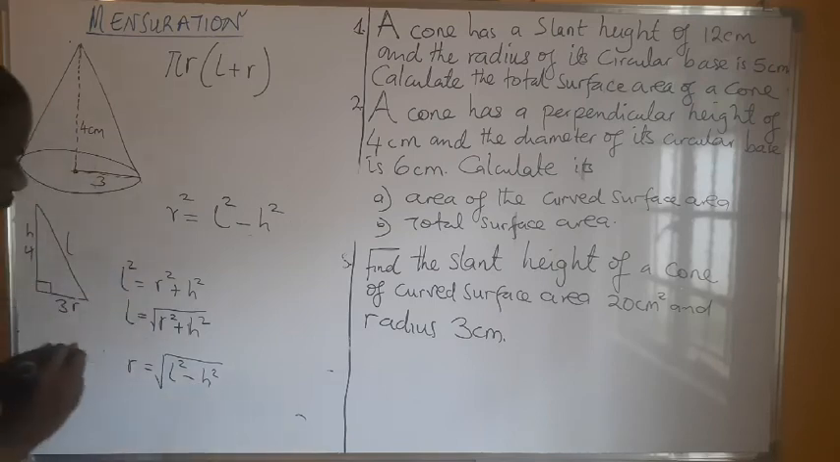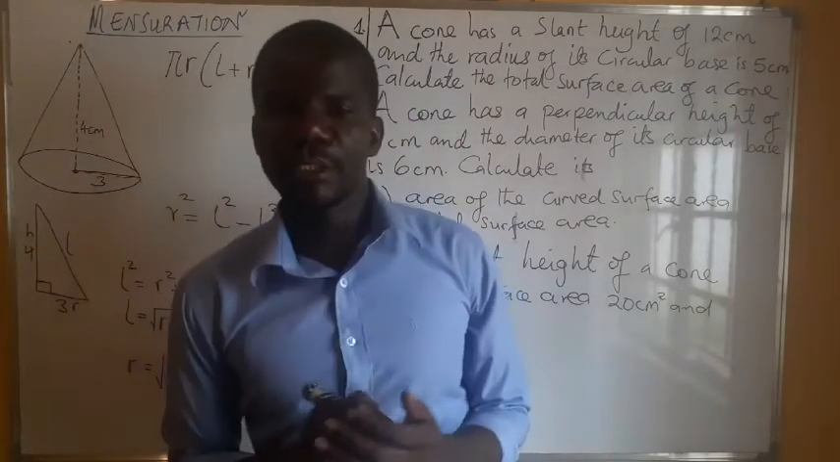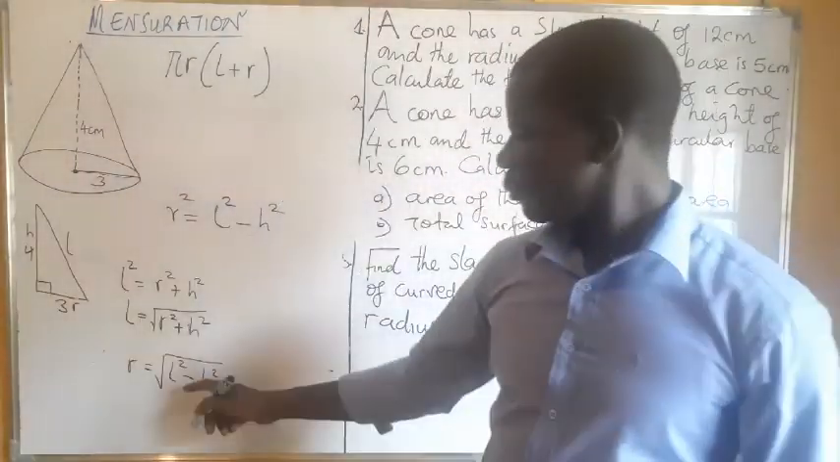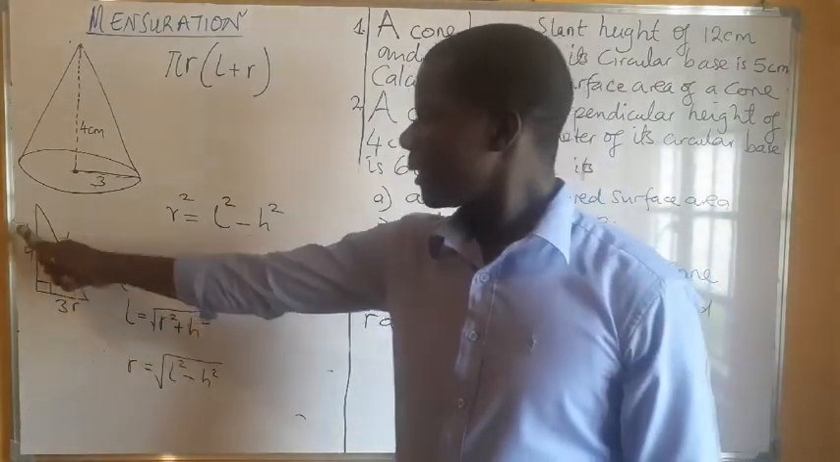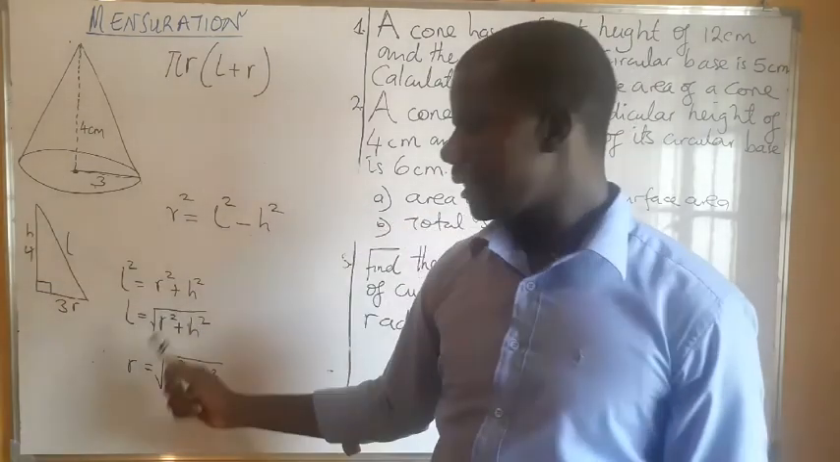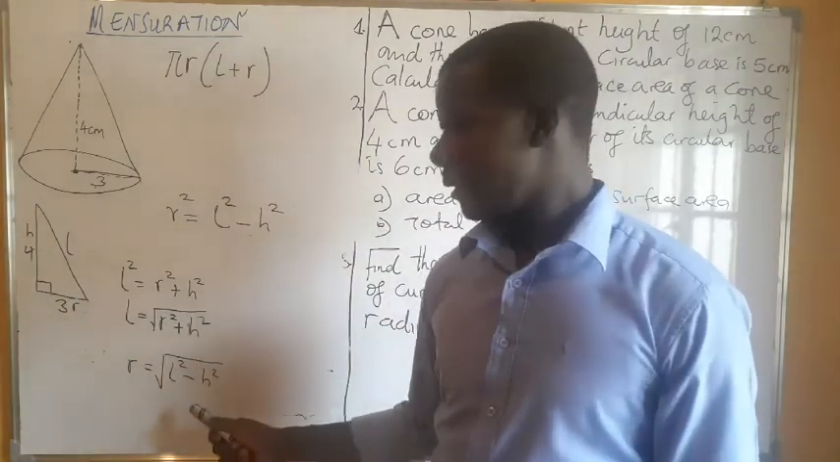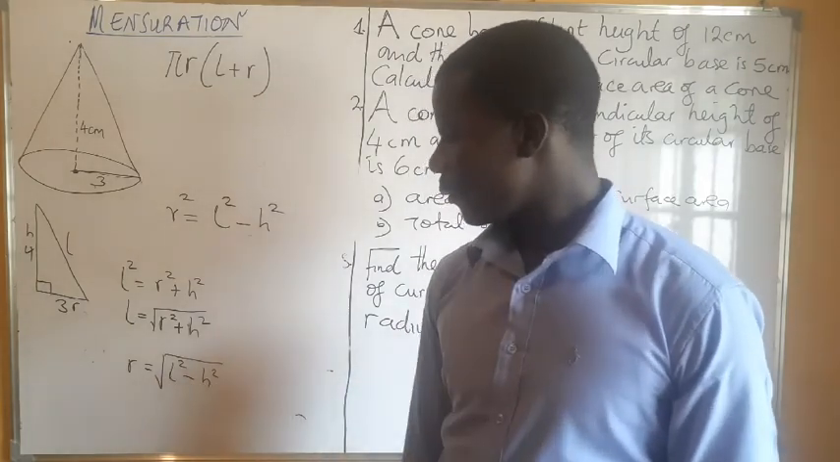And you should remember that to find the total surface area of a cone, you need the radius. And that is what I'm trying to do here. In an event where the question gives you the slant height as well as the vertical height or perpendicular height, you need to find the radius of the circle, which is going to be found by using this formula here.